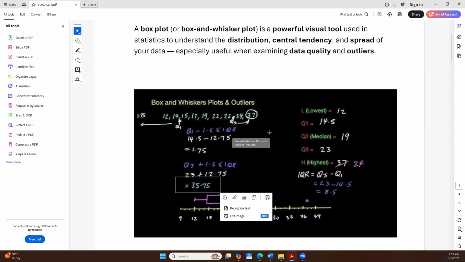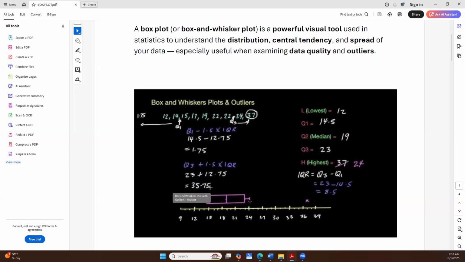So this is actually the new range: new minimum value, new maximum value. This 1.75 is the new minimum range, the lower bound, and this 35.75 is the new maximum range, which means the new upper bound. This is what we determine using the IQR. In our case, 35.75 is the new upper bound, but we do not have a value like 35.75 in our data. So the nearest greatest number is 24.